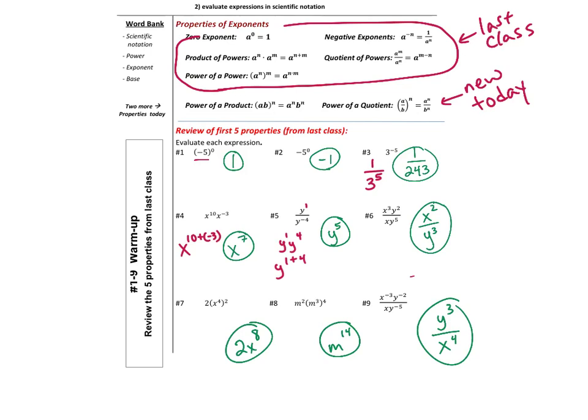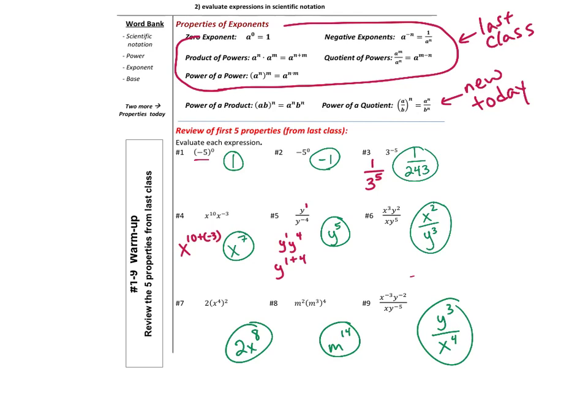Here I'm going to use, on number 6, my quotient property, which says subtract, right? When you're dividing, you subtract the exponents.